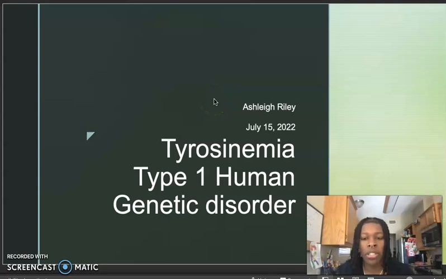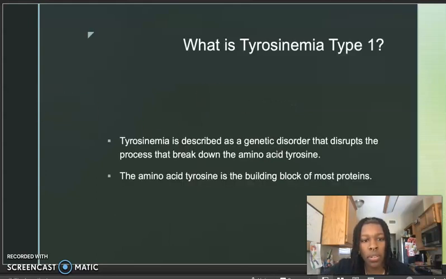Today I'll be doing my presentation on Tyrosinemia type 1, a human genetic disorder. What is Tyrosinemia type 1? Tyrosinemia is described as a genetic disorder that disrupts the process that breaks down the amino acid tyrosine. The amino acid tyrosine is the building block for most proteins.